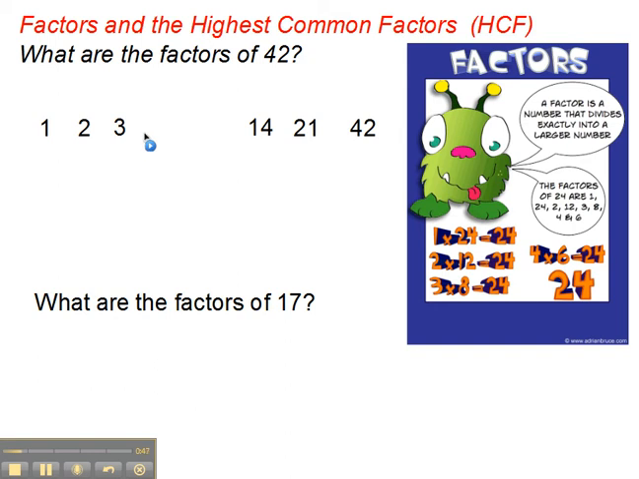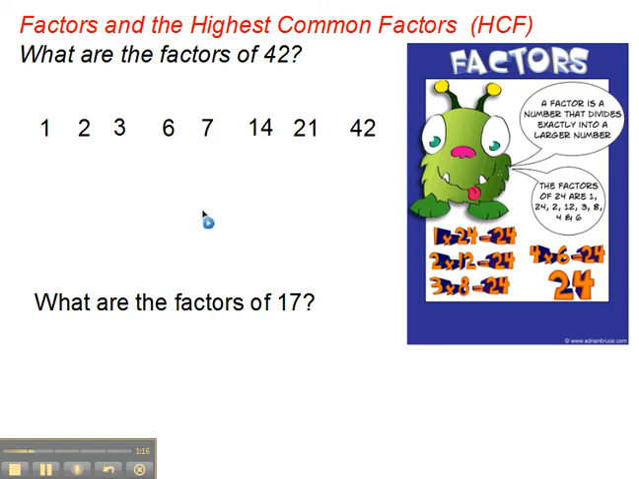4, no, doesn't divide into 42. 5 doesn't divide into 42. 6 does. 6 sevens are 42, aren't they? So 6 and 7 are also a factor pair. And then we see that we've covered them all, because if we went on, we'd start repeating ourselves. 7 divides into 42, sure, but we've already got that factor pair, 6 and 7. So there are 1, 2, 3, 4, 5, 6, 7, 8 different factors for 42.